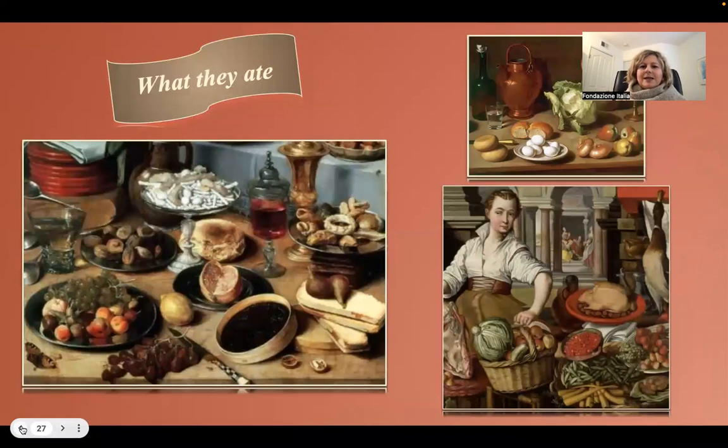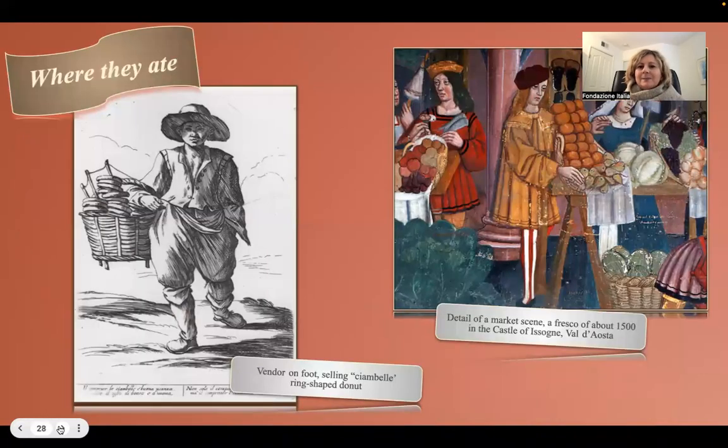Okay, and here are other examples of ingredients that you would have seen on the table of wealthy people after 1550, or some of the ingredients that you would have seen in food in a market. And again, you would buy food at the market, or there were actually people walking, vendors on foot, selling whatever they had made.